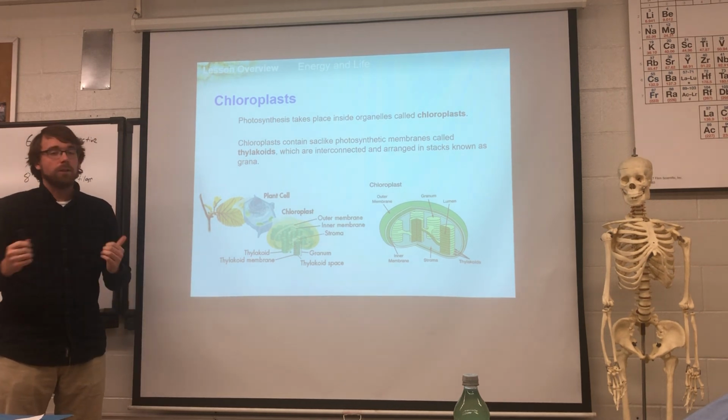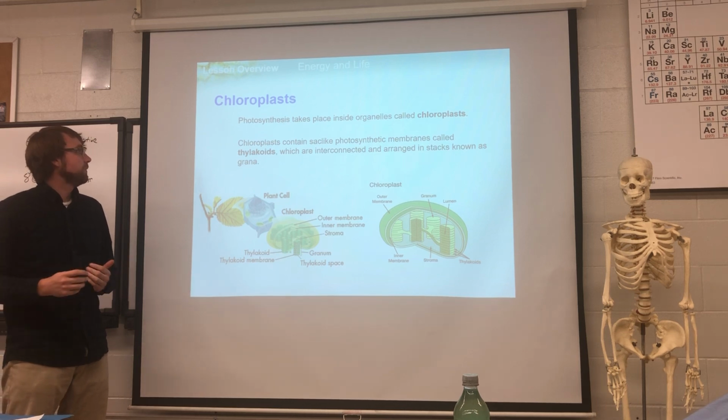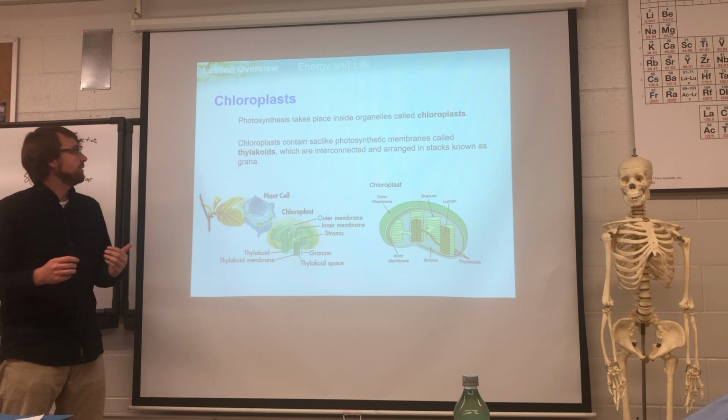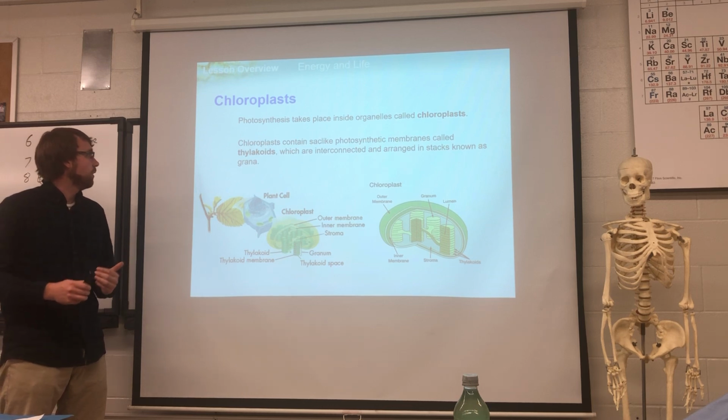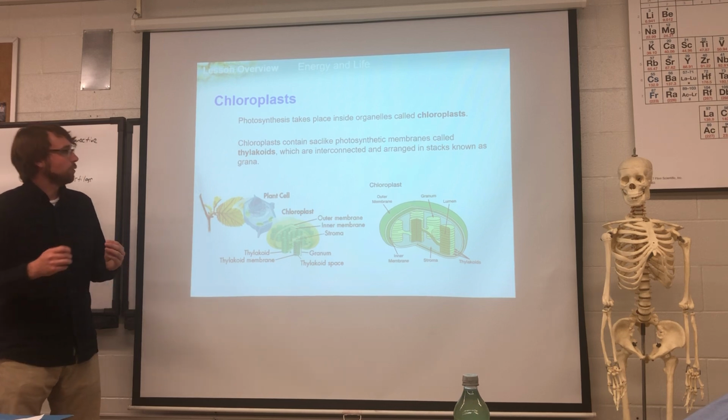We'll be continuing our notes on photosynthesis. So photosynthesis takes place inside the organelle called chloroplast. Chloroplasts contain sac-like photosynthetic membranes called thylakoids, which are interconnected and arranged in stacks known as grana.